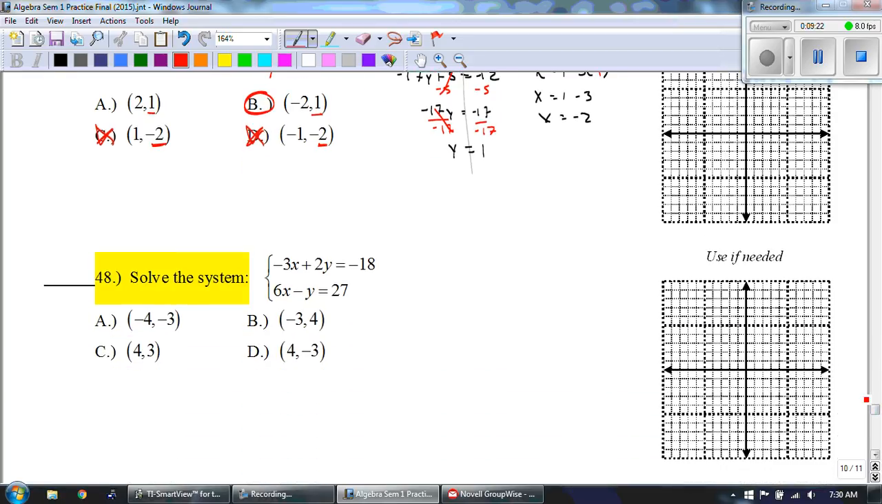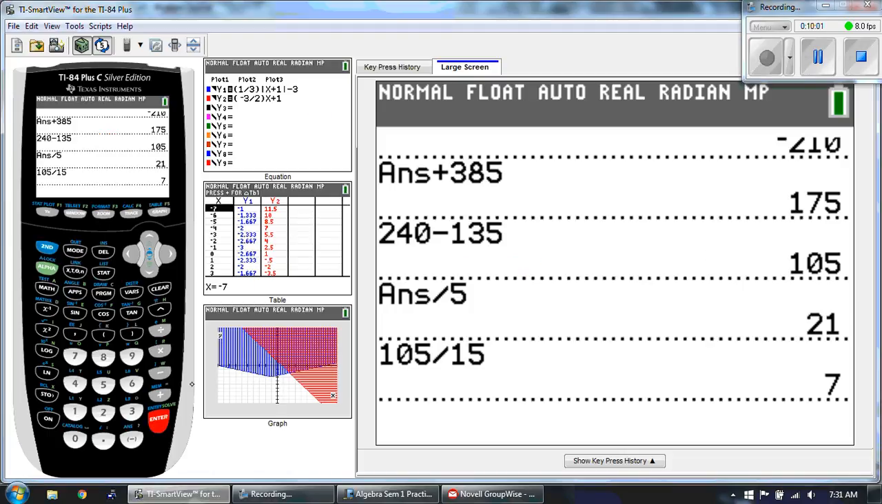All right, number 48. Number 48 is set up for elimination because the x's and the y's are lined up. So I'm going to cancel the x's, and I'm going to do that by multiplying the top by 2. So we get -6x plus 4y equals -36 because we have to distribute that to everything. And on the bottom we got 6x minus y equals 27. My x's cancel. 4 minus 1 is 3y, and then negative 36 plus 27 is negative 9.